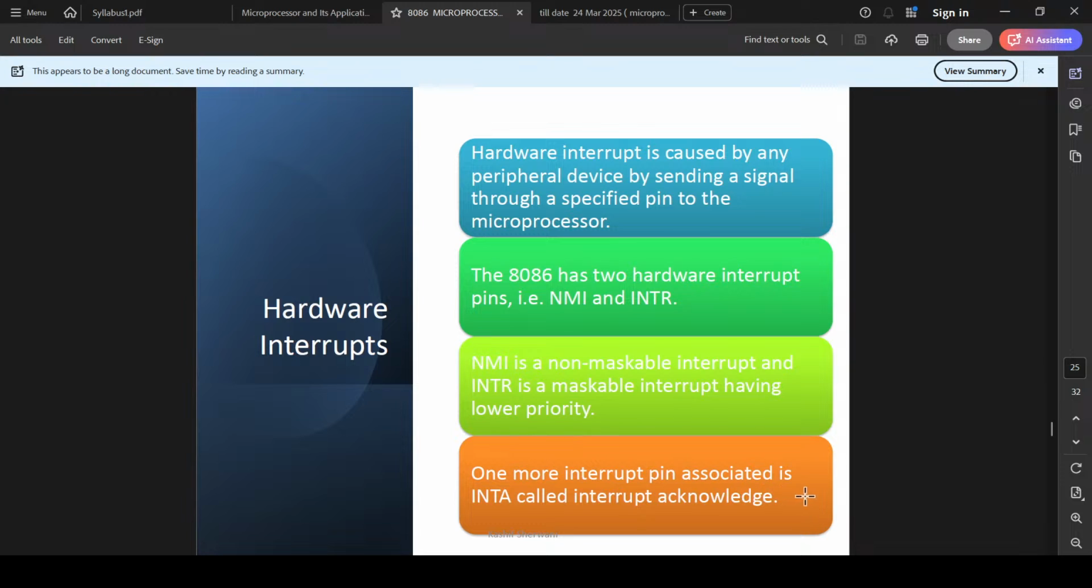One more interrupt pin associated is INTA, called interrupt acknowledge. It basically does not take the input of the interrupt. It confirms that, okay, I'll acknowledge your interrupt. The microprocessor will acknowledge to the device: okay, hold on, I'm accepting your request. So this is INTA.